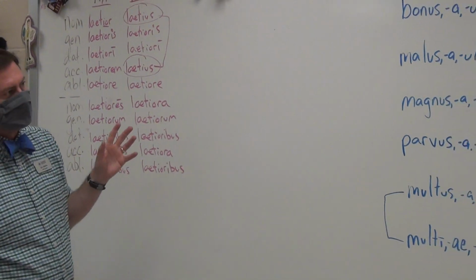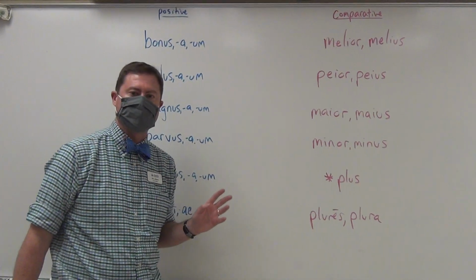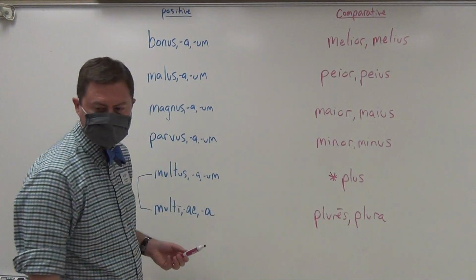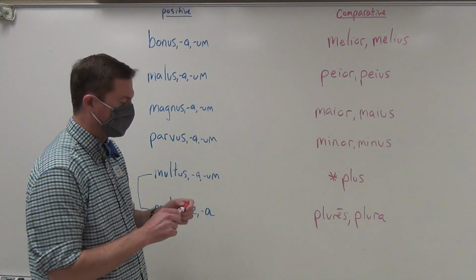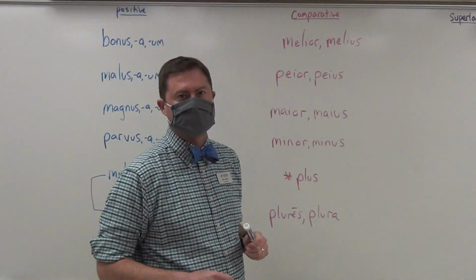So those are the irregular comparative forms. You just have to memorize them. There is no way around trying to do otherwise. You can't apply any sort of pattern. We then move on to the superlative.